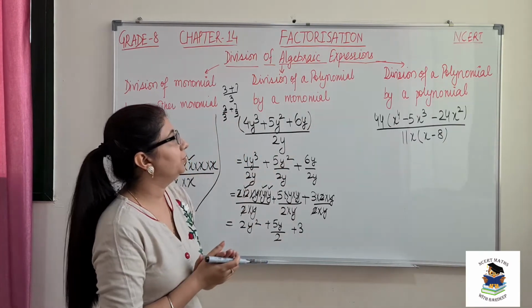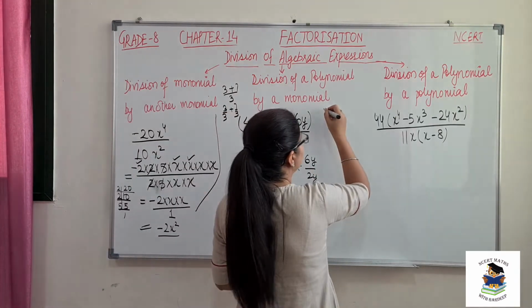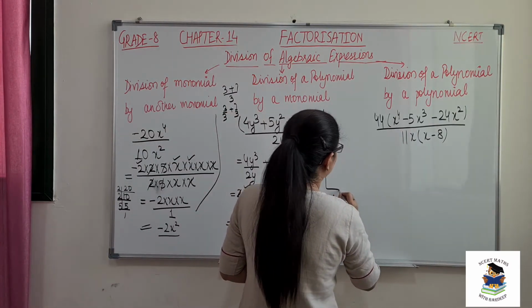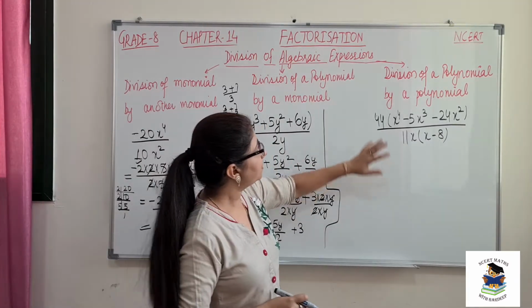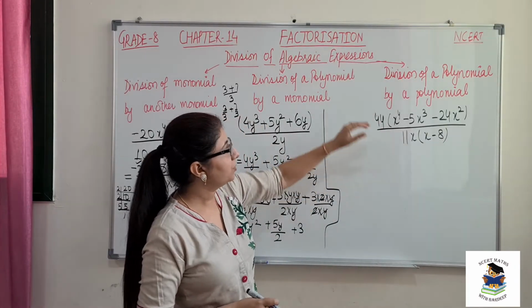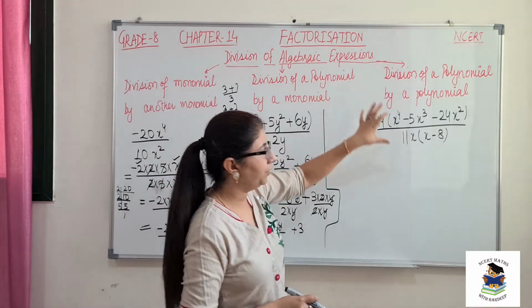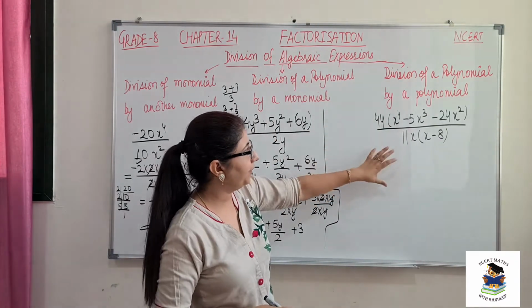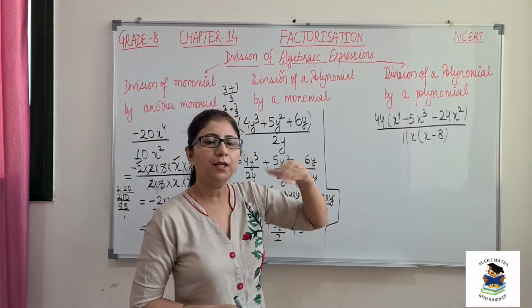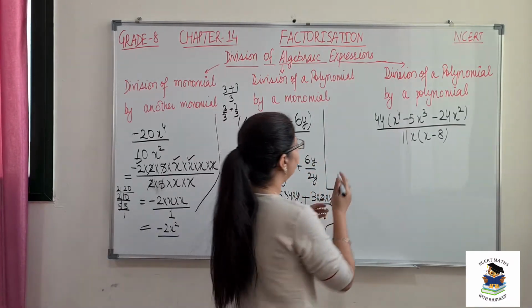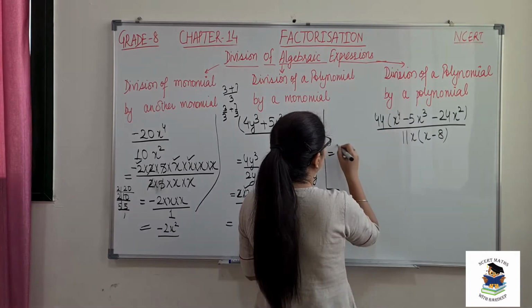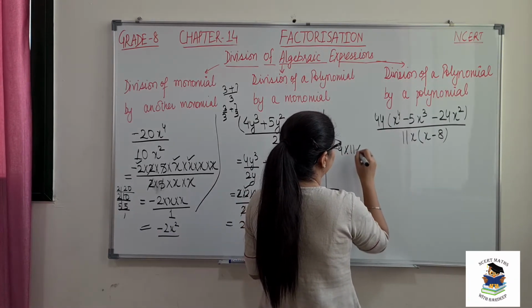So now let's come to the third topic, that is division of a polynomial by a polynomial. In this division, what we are going to do is we will factorize both numerator and denominator separately, and then whatever are the like factors, we are going to cancel. For example, see, 44 can be written as 4 into 11.